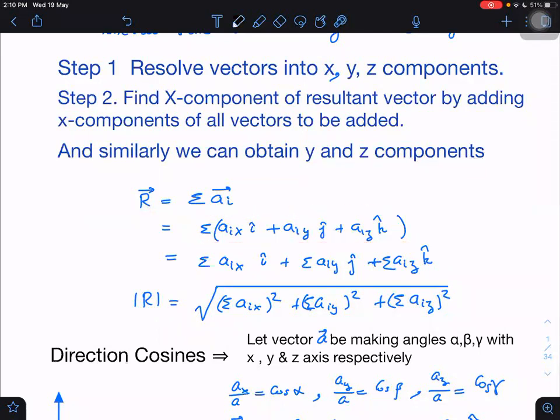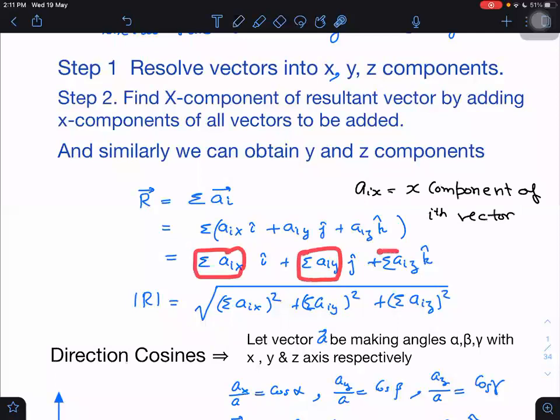What does aix represent here? I am assuming that we have not 1 or 2, we have a large number n of vectors. So aix represents the x component of which vector? The ith vector. Similarly, what is aiy? The y component of the ith vector. aiz, the z component of the ith vector. If I have to sum this all up, then I can sum each component separately: x component separately, y separately, z separately, with i, j and k cap written with them.